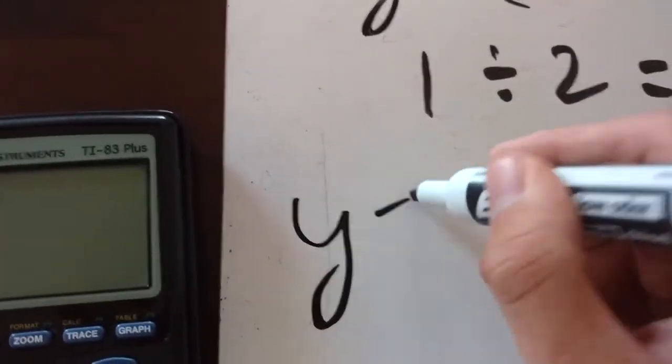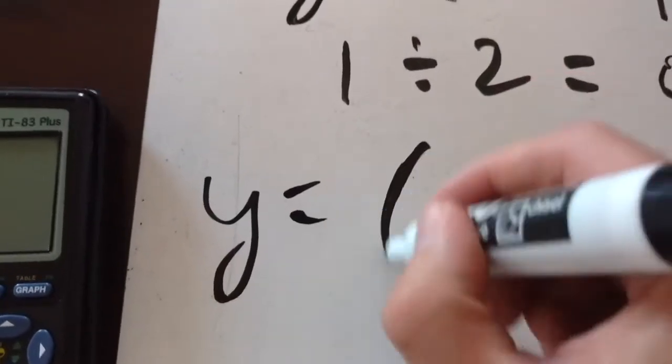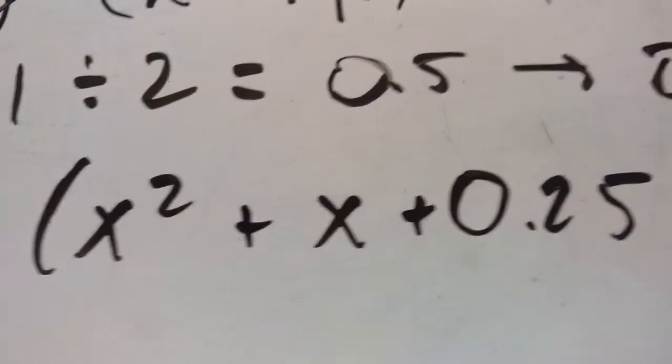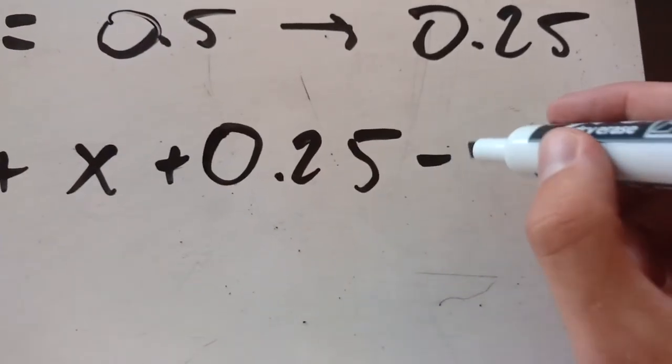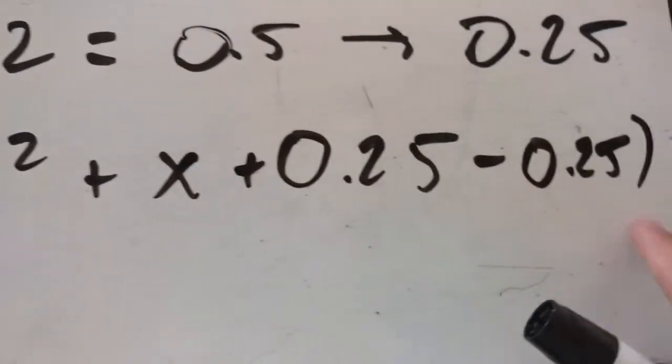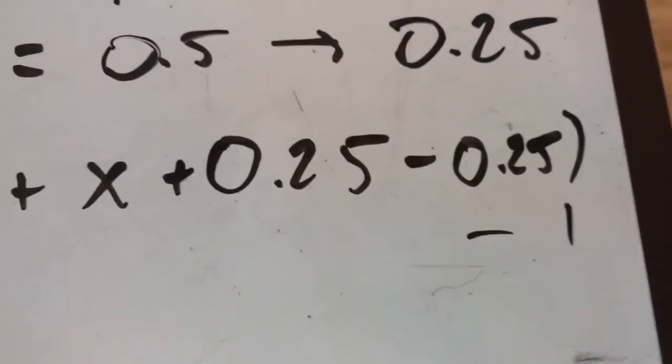So we're going to change our equation. We're going to get y equals x squared plus x plus 0.25 and then minus 0.25, because what we add on we have to take off immediately, and then that minus 1 that was just hanging out on the outside right up there.